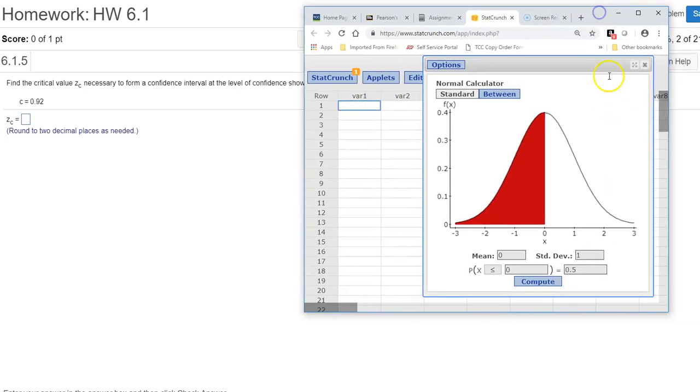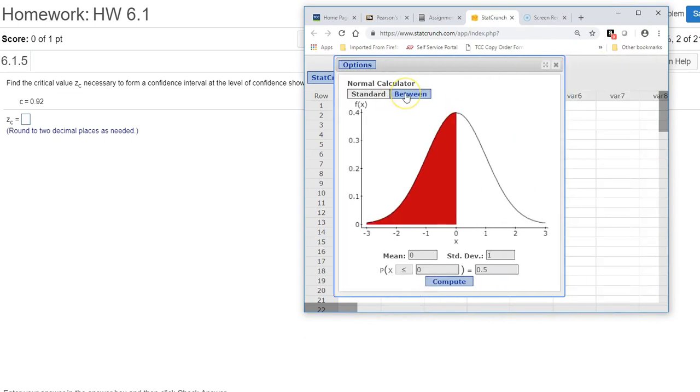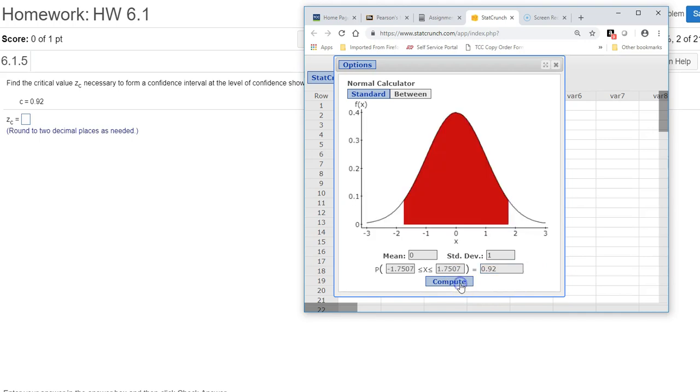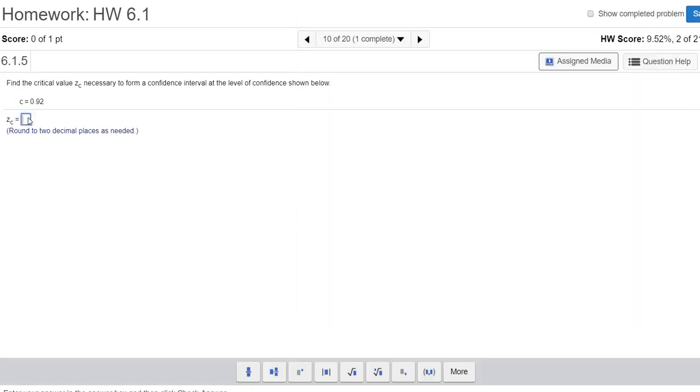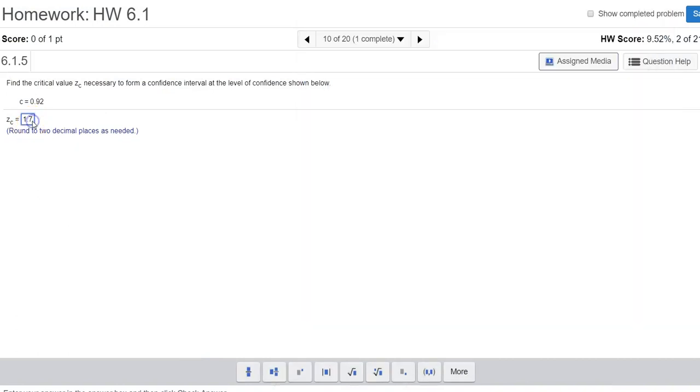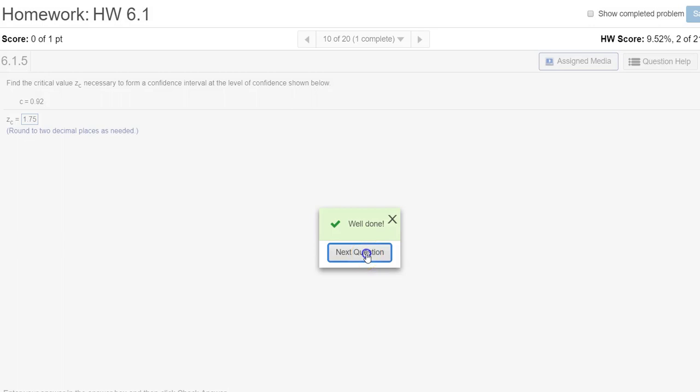It's a normal calculator, and my confidence intervals are always between. What is my area? 92. So I'm going to go ahead and put 92 and compute. So my critical values are negative 1.75 and positive 1.75. I'm simply going to go ahead and put the positive, let me see what it was, 1.75, yes, and check. There you go.